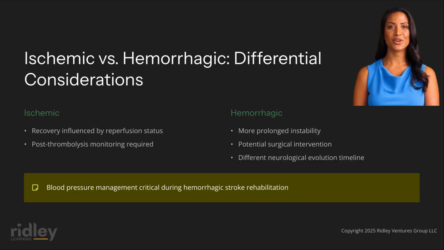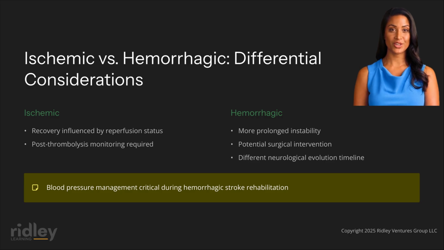Let me now address the differential considerations for ischemic versus hemorrhagic presentations. The pathophysiological distinctions between these two stroke types have important implications for rehabilitation protocol selection that extend beyond the mobilization timing considerations we discussed earlier. Ischemic stroke results from arterial occlusion leading to tissue infarction, with the extent of damage determined by collateral circulation, time to reperfusion, and the volume of salvageable penumbral tissue.